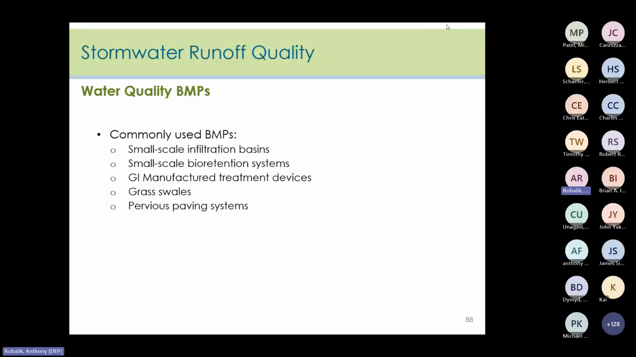So here are some of the most commonly used water quality BMPs. And under the current rule, we've seen a significant increase in the use of small-scale bioretention systems, pervious paving systems, and also green infrastructure MTDs.